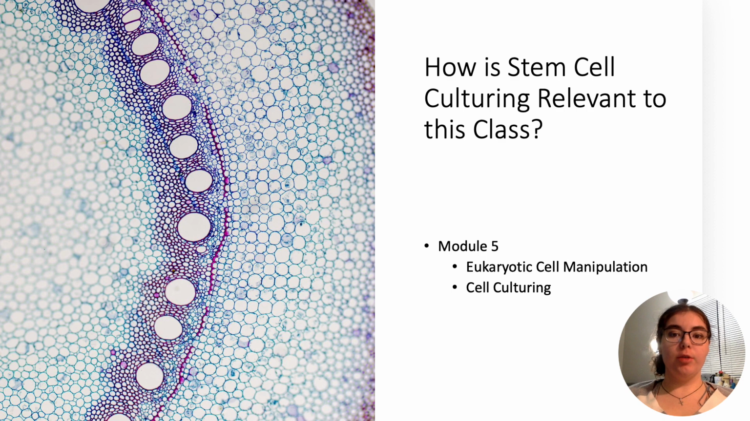Module 5 depicts eukaryotic cell manipulation and cell culturing, which are two topics that directly relate to culturing stem cells, but culturing stem cells that can be used in a variety of experimental processes also relates back to other modules that have been discussed throughout the course.